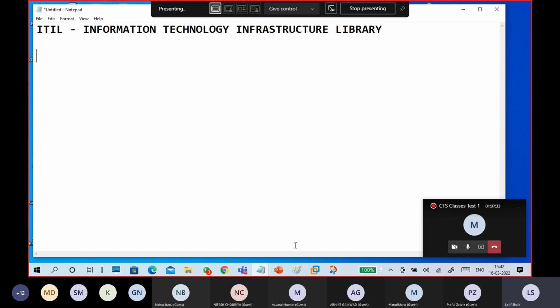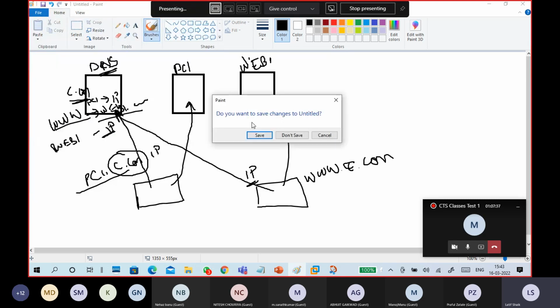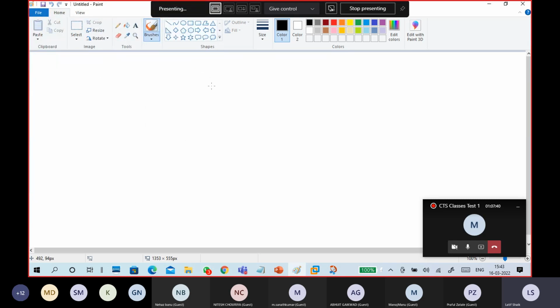So what is the use of this ITIL? I will explain, very simple. Why do we need ITIL? I will give you the definition, but simply I will tell one example. IT is a business. IT is a service. IT is a service-based business.